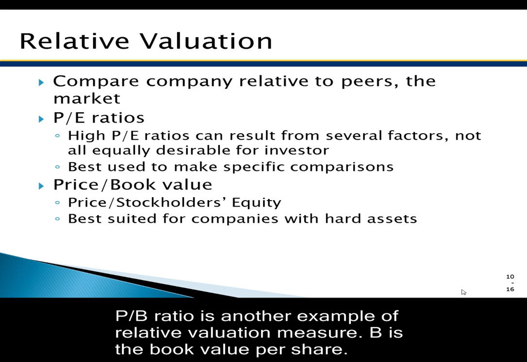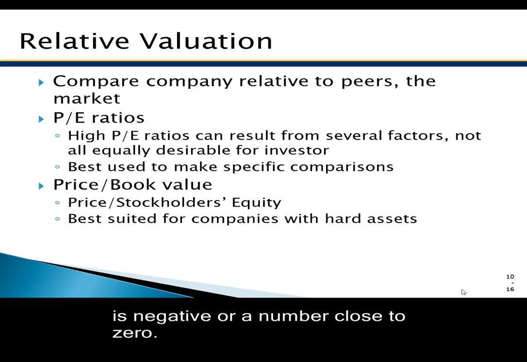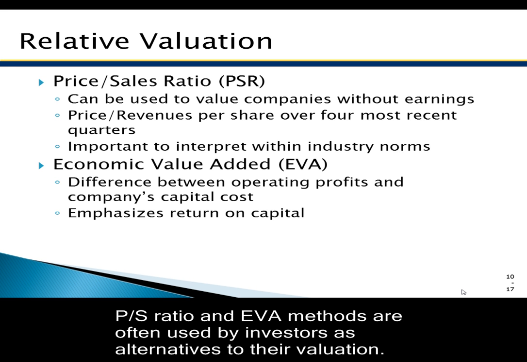B is the book value per share. P/E ratio is useful. P/B ratio is a useful alternative when the P/E ratio fails its valuation mission, when EPS is negative or a number close to zero. PS ratio, or the stock price to sales ratio, and EVA methods are often used by investors as alternatives in their valuation.